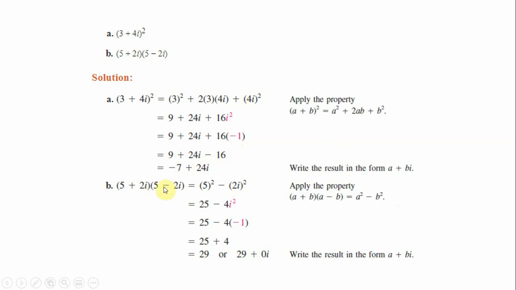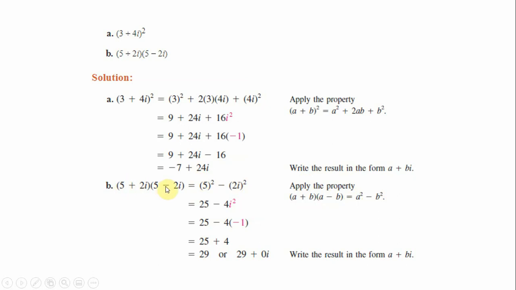Here I've got the difference of 2 numbers, a plus or minus. Remember, the difference of 2 squares is a plus b times a minus b. This is the same thing. Here I'm going to call this the complex conjugate. A complex conjugate is the real part plus or minus, and then the conjugate part has the opposite sign. So here I'm going to apply the property a plus b times a minus b equals a squared minus b squared, the difference of 2 squares.